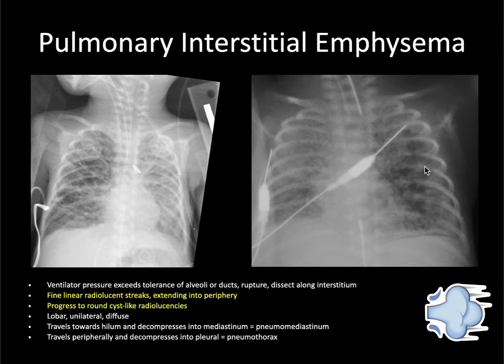They can be lobar or unilateral or diffuse, and if they travel towards the hilum and decompress, they go into the mediastinum and present as a pneumomediastinum. And if they travel to the periphery and decompress into the pleural space, they'll become pneumothoraces.